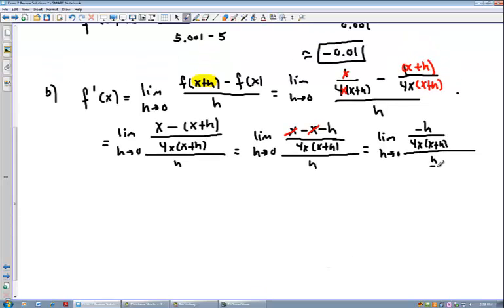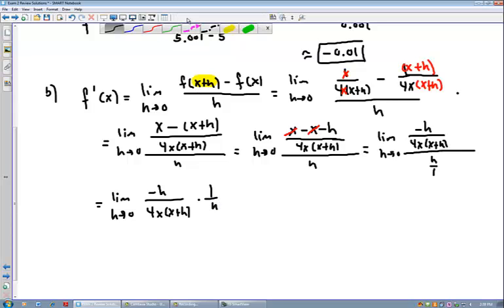And so what I need to do now is I have to realize I'm actually dividing by a fraction. So to simplify this, I can multiply by the reciprocal of h over 1, which is 1 over h. And then my h's will cancel. So cancel, cancel.